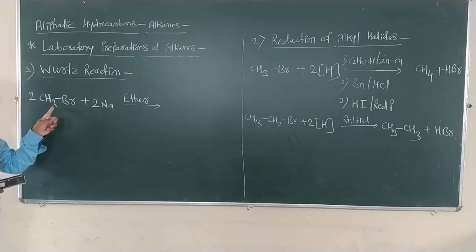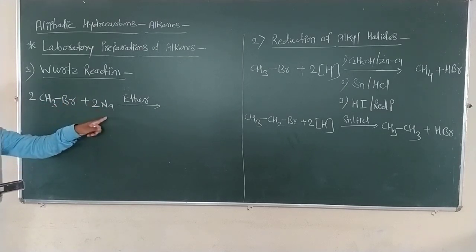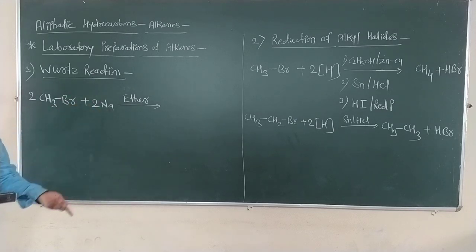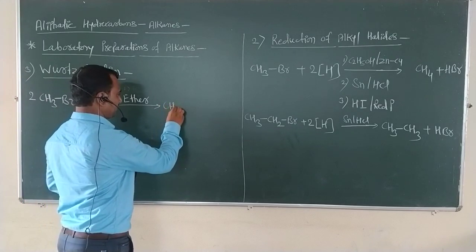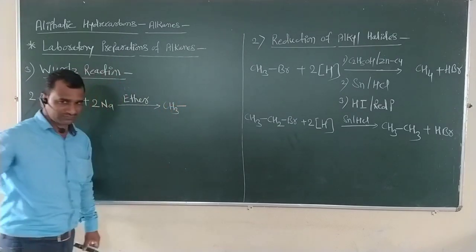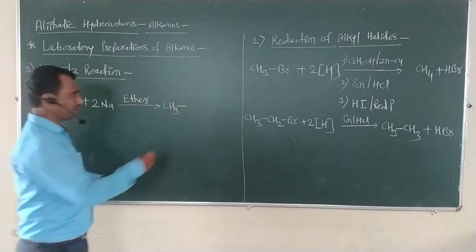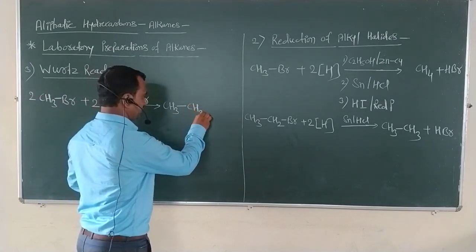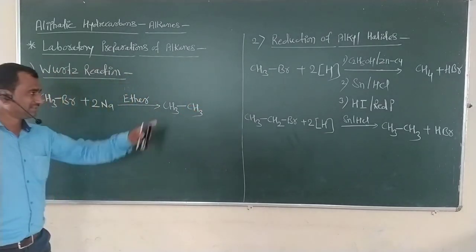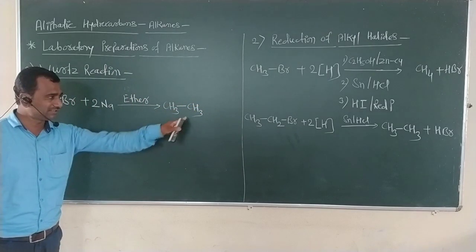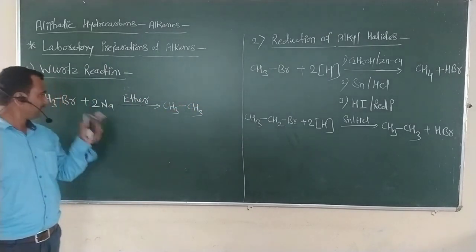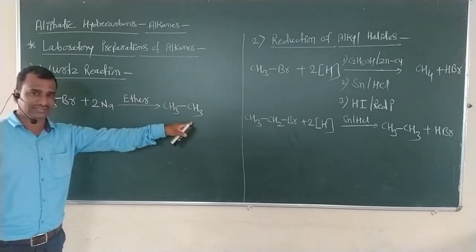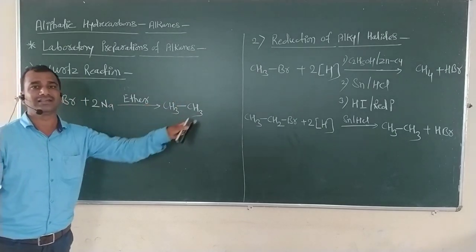So, 2 moles of methyl bromide plus 2 moles of sodium can form one molecule. That molecule is CH3-CH3, and this is nothing but an ethane molecule. It is an alkane, or we can say that methyl bromide can be converted into ethane, and this ethane is called a higher alkane.